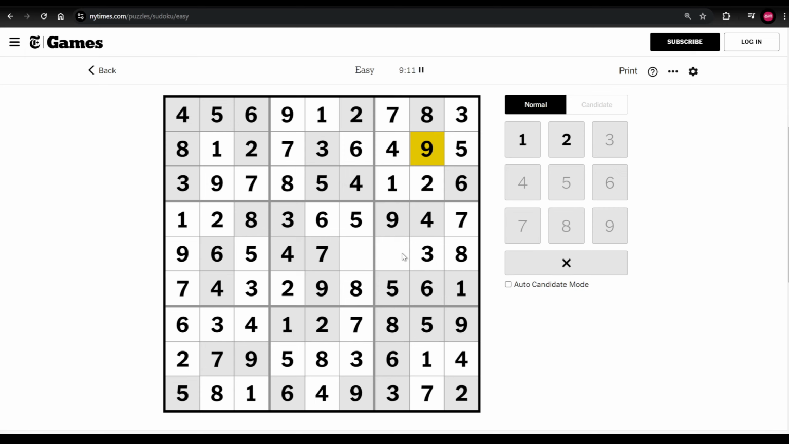Okay, the last 2 we could do in line, right? So this line, we're missing a 1, right? But you can't put it here, so we have to put it here. We're missing a 2 also, so 2 would be here.